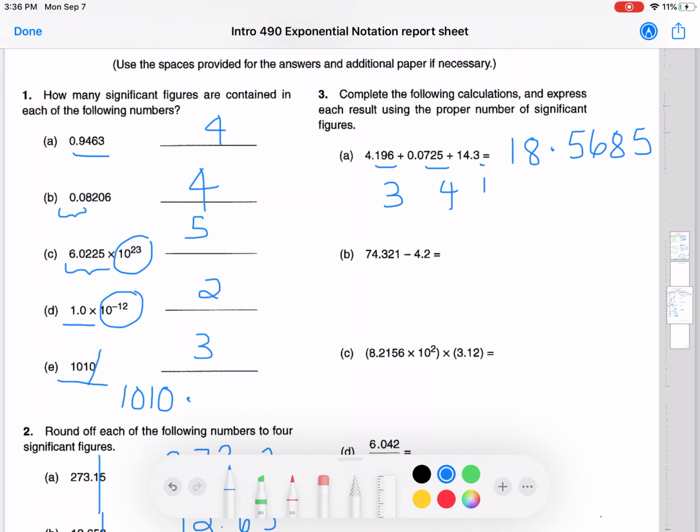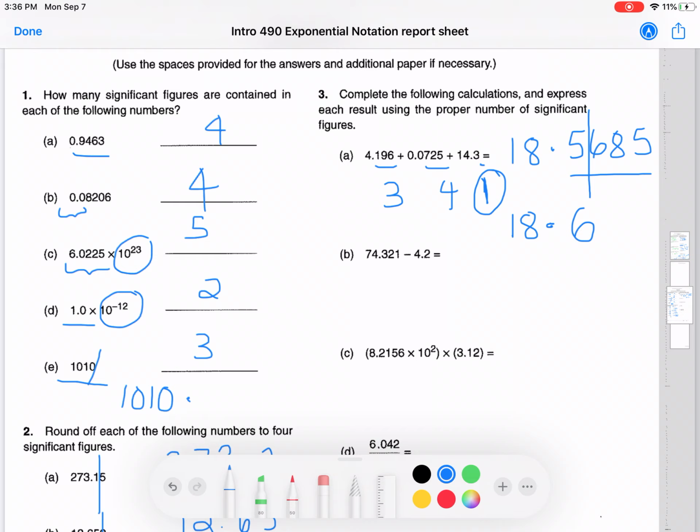But in the answer that I got by adding all these numbers, there are 4 decimal places. But the rule for addition and subtraction is you go by the least number of decimal places, which is 1. So you have to drop all of these 685 and keep your answer in 1 decimal place, and then you can do the rounding. Since 6 is bigger than 5, you're going to add 1 more, so 18.6 is going to be the answer.